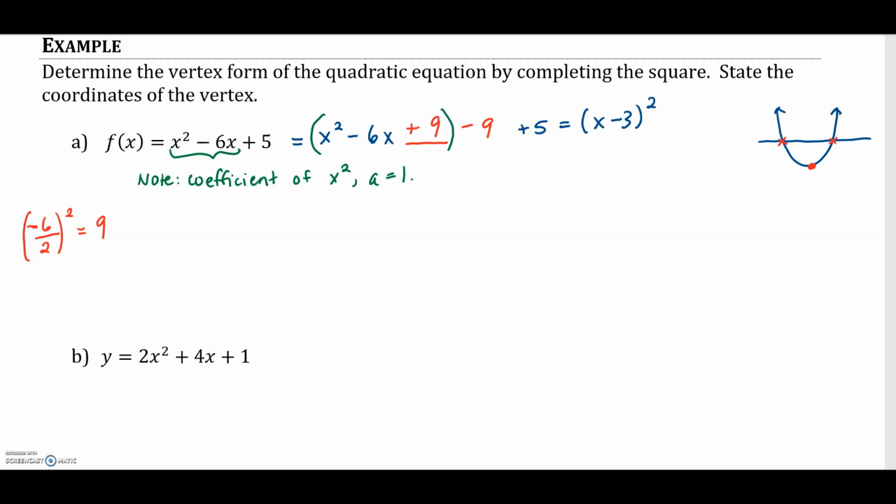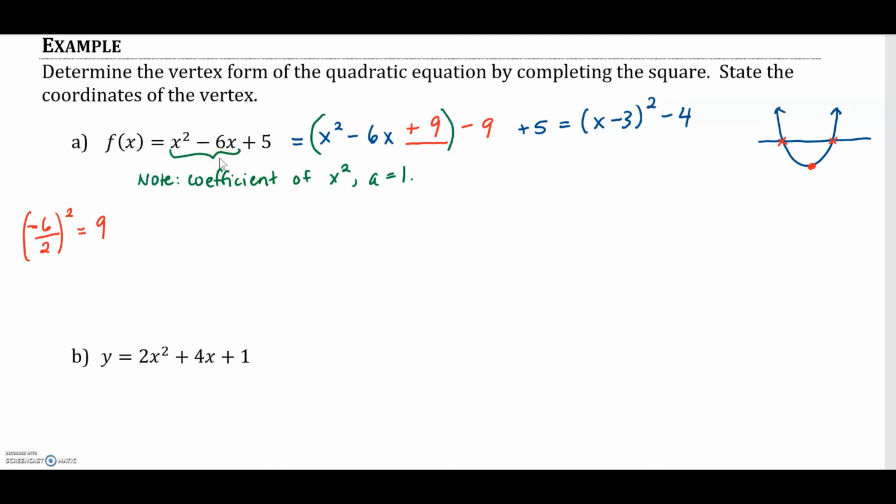So I've factored my perfect square, and then we combine the constant terms, so minus 9 and plus 5, to be negative 4. One thing you can do after completing the square is expand out your vertex form and simplify it, and you should get the equation that you started with if you completed the steps properly.